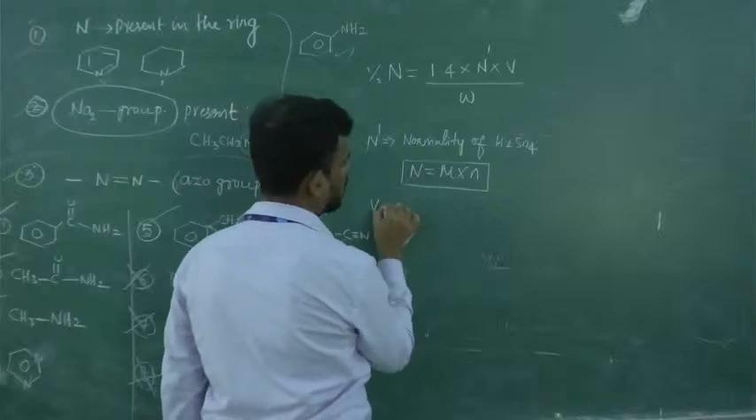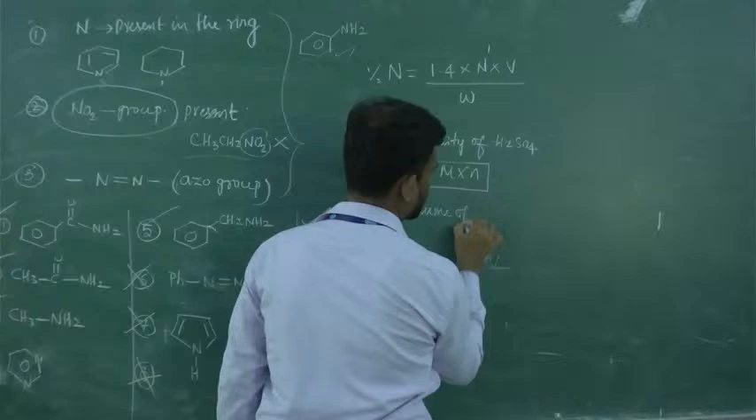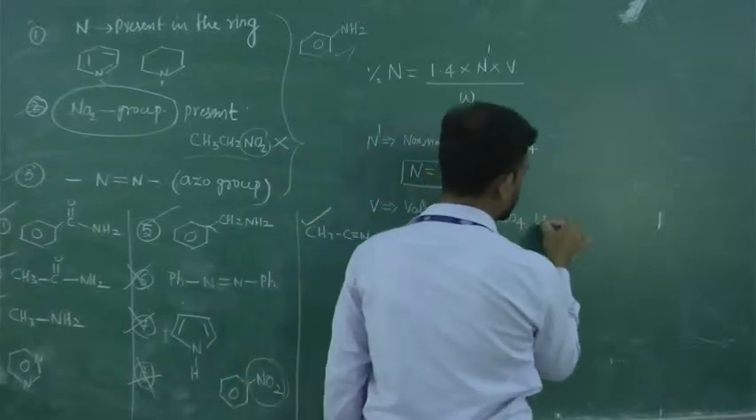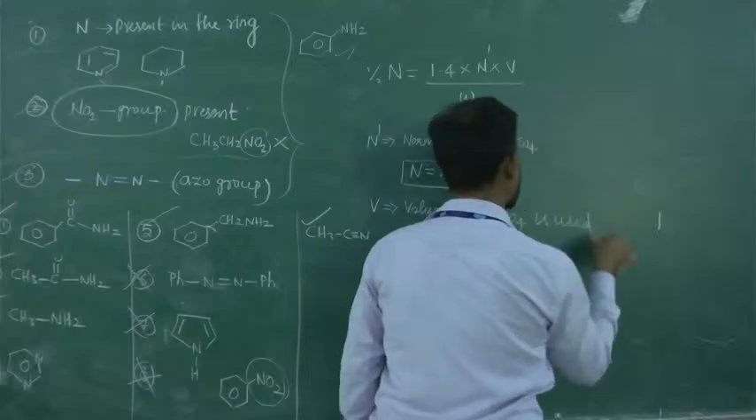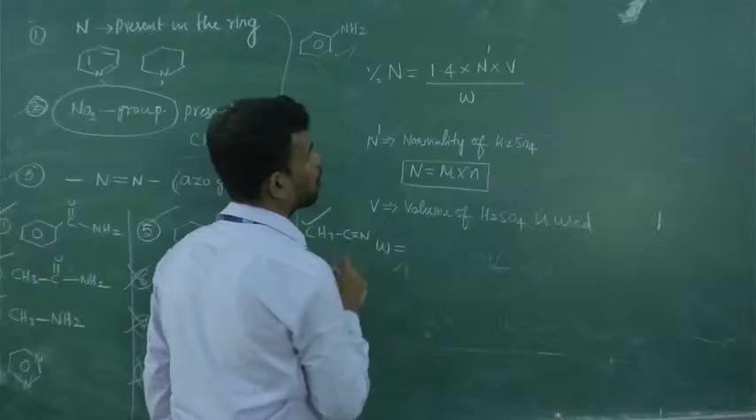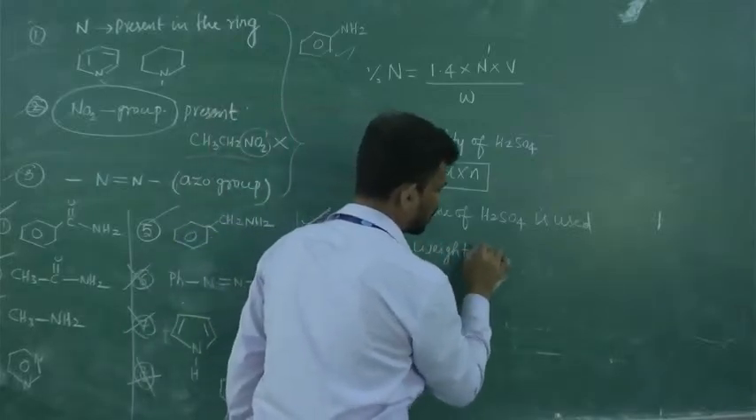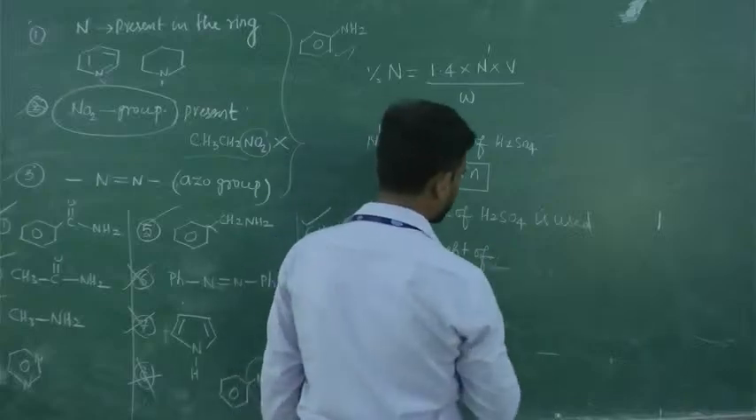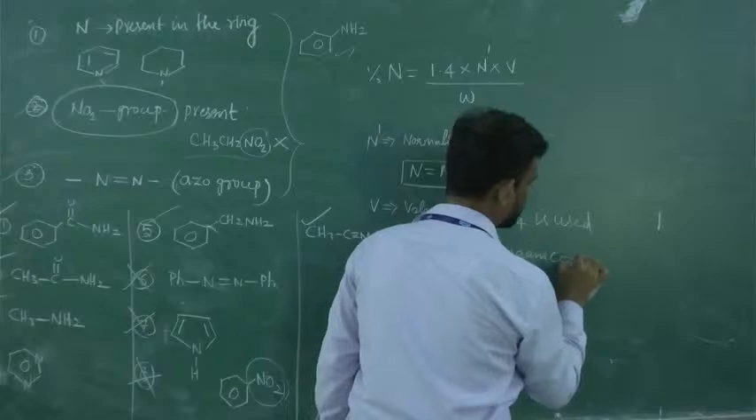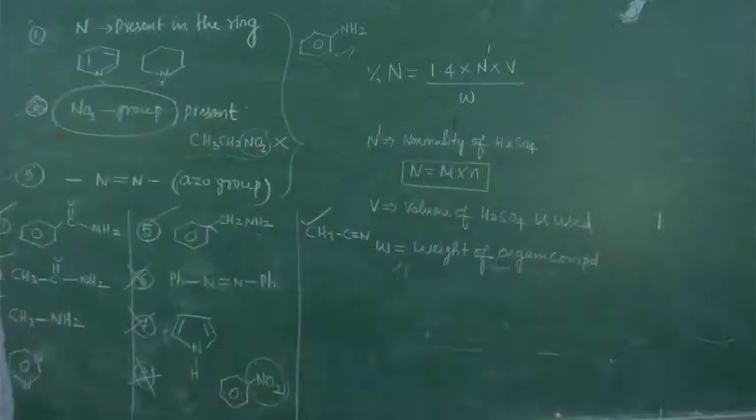Similarly, V is going to be the volume of sulfuric acid that is used. W is going to be the weight or mass of the given organic compound. Weight of organic compound or mass of organic compound. This is the formula you have to use. Is it clear? Yes or no?